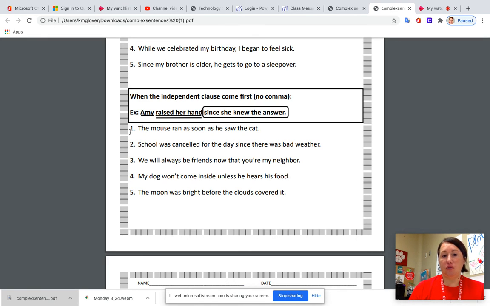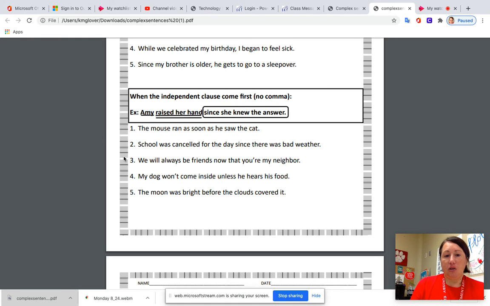School was canceled for the day since there was bad weather. School was canceled for the day. That would be the independent clause. You could even just say school was canceled, and that could be a sentence by itself. We will always be friends now that you're my neighbor. We will always be friends. But if I just said, now that you're my neighbor, it would make you wonder, well, what about it? What now that I'm your neighbor, what's going to happen?